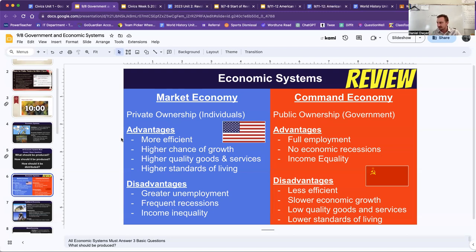Second major economic system, command economy, public ownership, communism. Advantages is that it is government, so they can force you to be doing these things. So full employment and lower chance of economic recessions, right? There's also going to be more equality in the income because the government is setting all that. Disadvantages, though, is it's less efficient and there's not as much economic growth. There's also a lower quality of goods and services and lower standards of living.